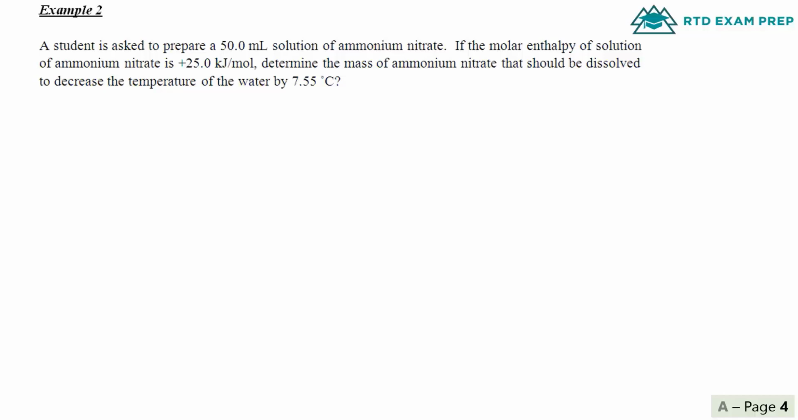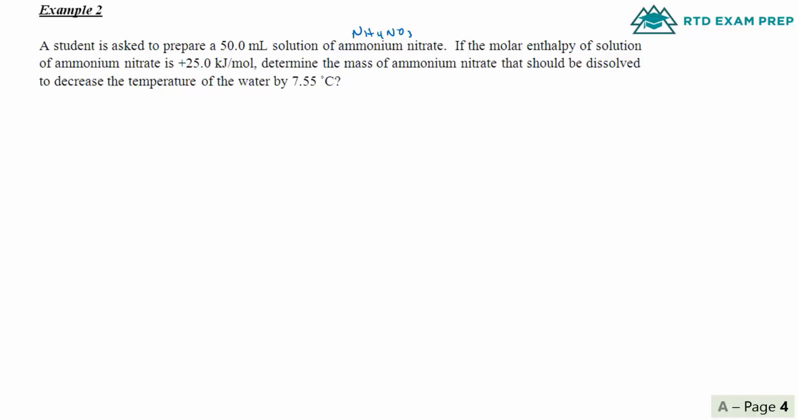All right, so in this particular example, a student is asked to prepare a 50 ml solution of ammonium nitrate. Remember that ammonium nitrate's formula is NH4NO3. If the molar enthalpy of solution of ammonium nitrate is positive 25.0 kilojoules per mole, we're going to determine the mass of ammonium nitrate that should be dissolved to decrease the temperature of the water by 7.55 degrees Celsius. You see what I mean? A lot of stuff going on.